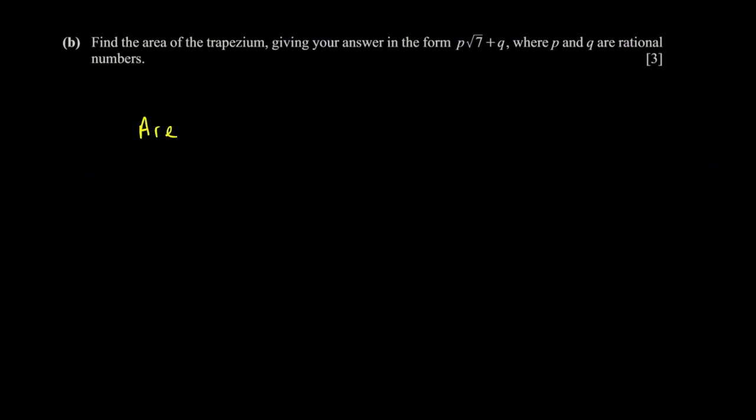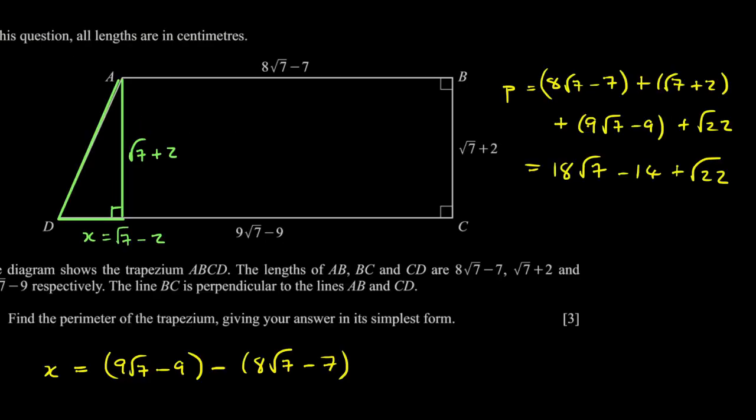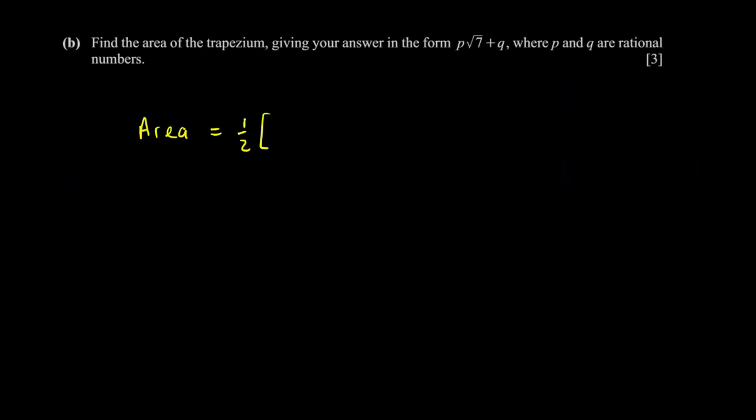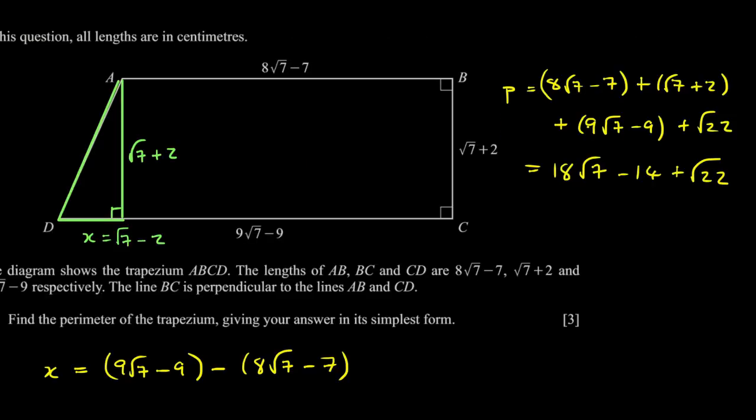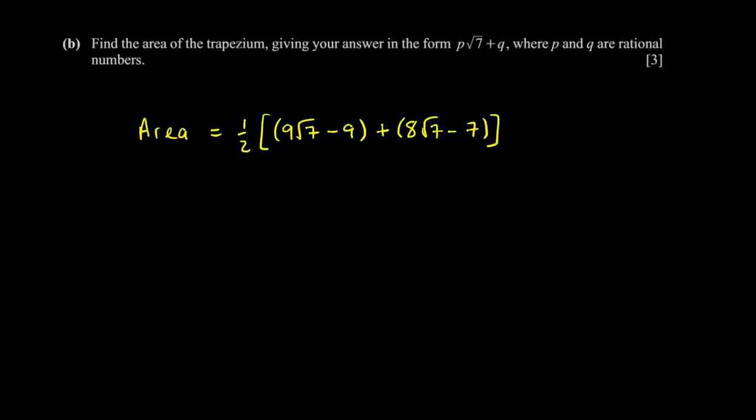Area is going to be equal to a half of, let's make sure we get this right, 9 root 7 minus 9, plus, what was it? 8 root 7 minus 7. So 8 root 7 minus 7. And then all multiplied through by root 7 plus 2. All right, so that is a half.